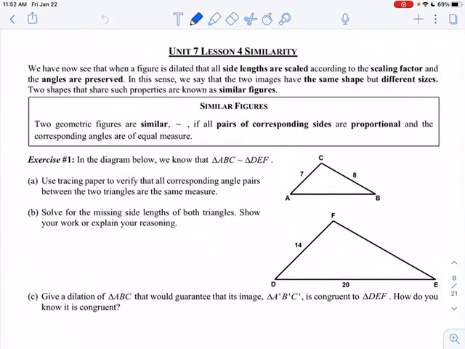Hi GOH, this is Unit 7, Lesson 4, and today we're going to talk about similarity.